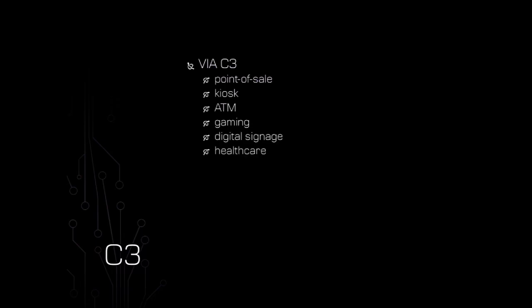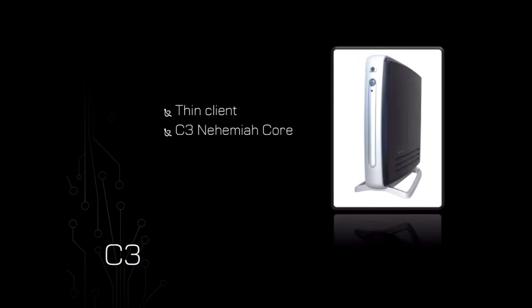VIA is one of the three major x86 manufacturers, and C3 is a model that they had a while back. These were specifically targeted at embedded systems. They're marketed towards point of sales, kiosks, ATMs, gaming. Since we're in Vegas, you might want to start poking around after this. Digital signage, healthcare, digital media, industrial automation, and of course you can still find them in PCs and laptops. So this was the system I eventually pulled off my shelf for this research and what I'm going to talk about for the rest of this presentation. This is a thin client with a C3 Nehemiah core inside of it.